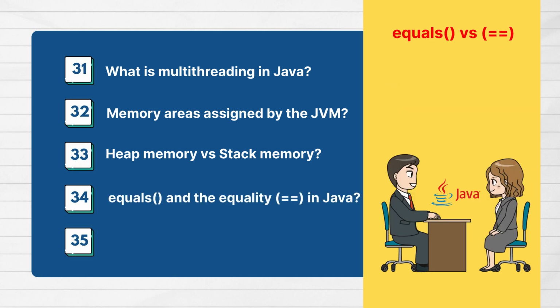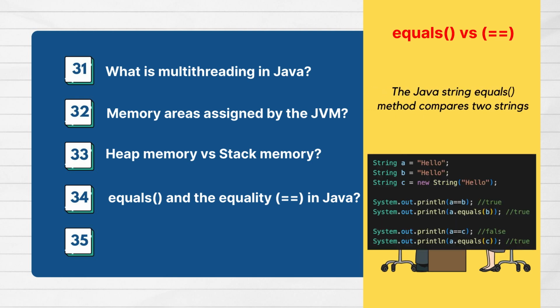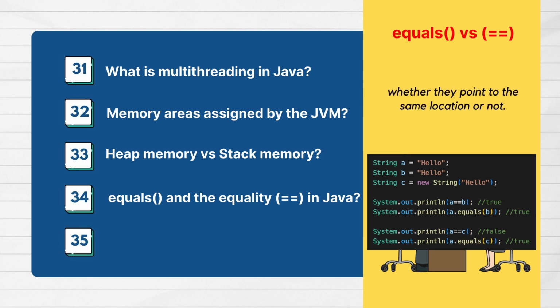What is the difference between the equals method and the equality operator in Java? Both the equals method and the equality operator are used to compare 2 objects in Java. The Java string equals method compares 2 strings and returns true if all characters match in both strings. Else, it returns false. The equality operator compares the reference or memory location of objects in a heap, whether they point to the same location or not.